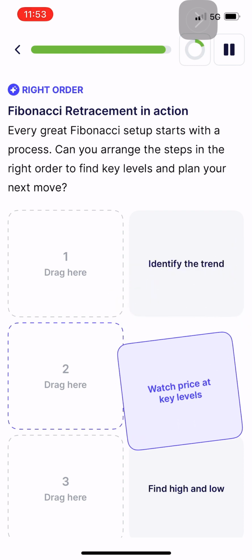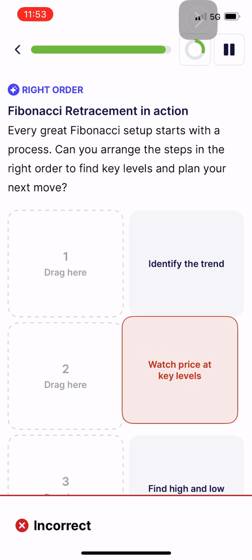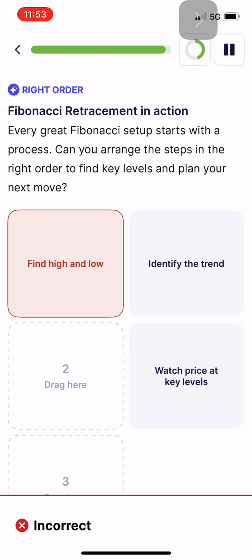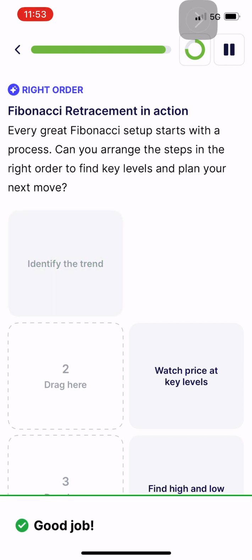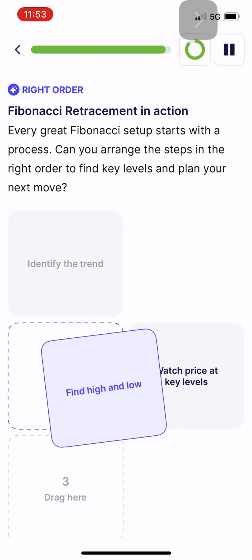Fibonacci retracement in action. Every great Fibonacci setup starts with a process. Can you arrange the steps in the right order to find key levels and plan your next move?